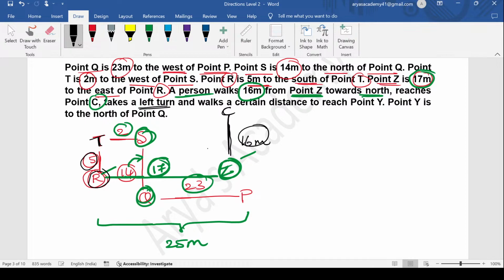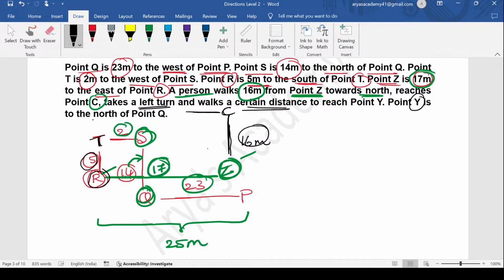So after going for 16 meters, he reaches point C. From C, you have to take which turn? Left turn. And walks a certain distance, they have not mentioned the distance, to reach point Y. So from C, he has to take a left turn. But you don't know exactly whether he has traveled for 10 meters or 5 meters or 23 meters or 25 meters, you don't know. But he has gone towards left or towards west and he has stopped somewhere. There comes a point Y. And it has been very clearly mentioned.